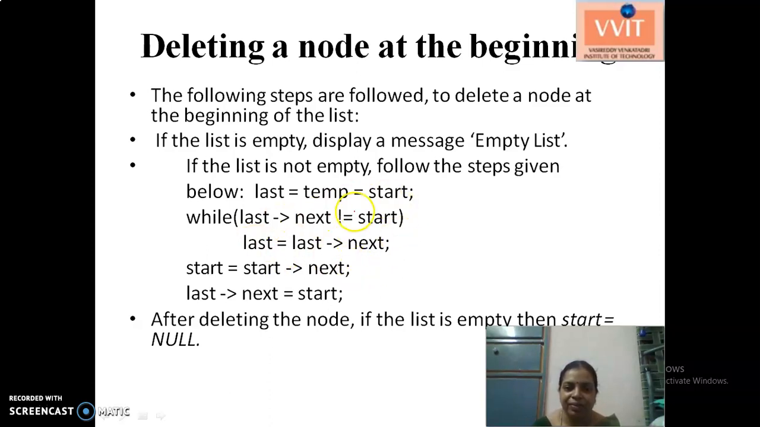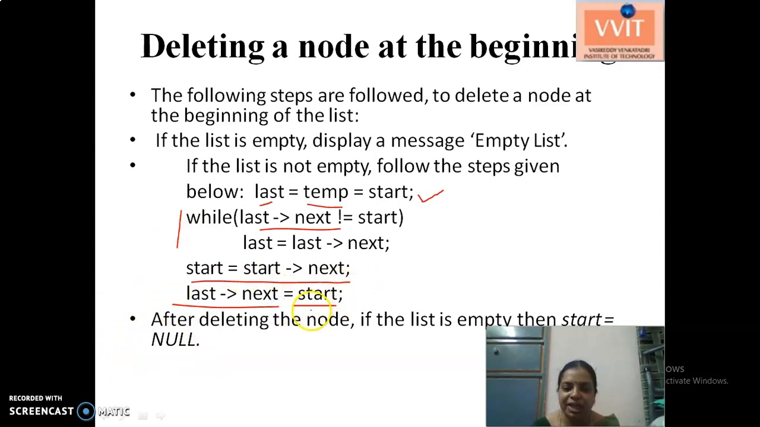Here also we'll take two variables, last variable and temp variable, assigned with the starting node address, and we'll repeat a loop up to the last of next is not equal to start. Up to that we'll move one node at a time. Once it reaches the last node, we'll remove the first node. The first node is removed by start equals start of next, that is, we point the start pointer to the next node of the starting node. Then we'll assign the new start node address to the last of next.